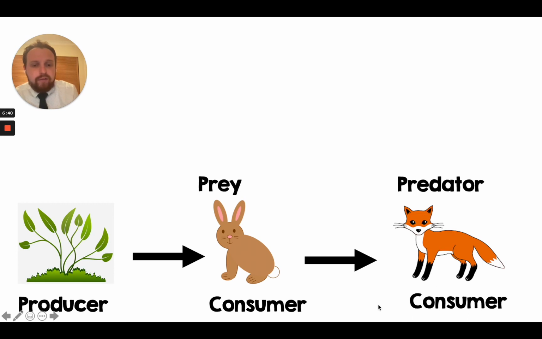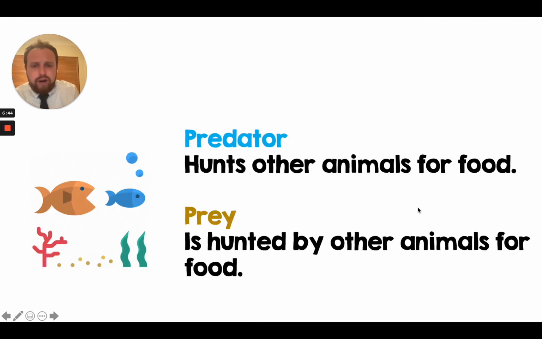So within these consumers, we've then got other terms as well, predator and prey. And here are those terms I just talked about. Predators hunt other animals for food, and prey are animals that are hunted by other animals for food, okay? So think about this picture here. The big fish is the predator, the little fish is the prey. The big fish is eating the little fish, the predator eats the prey.